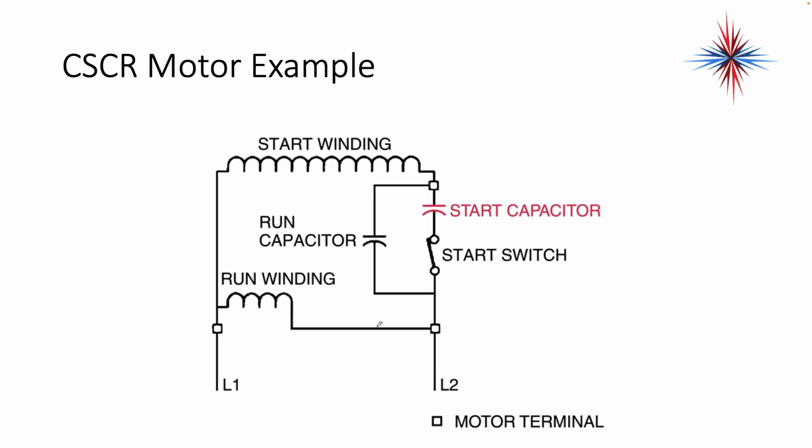From L1, we have our run winding, which gets constant power while the motor's running. The start winding is taken out of the circuit, while the start capacitor is taken out of the circuit with a start switch. The run capacitor you see is in parallel with the switch, so it's going to provide the start winding with constant current. It's going to be out of phase from the run winding, because that's what the capacitor does, but it's going to be a constant current.